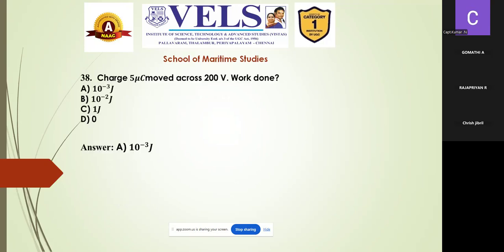Our next question is, a charge of 5 microcoulomb is moved across a 200 volt battery. What will be the work done? We have to find the work done W. W is equal to Q into V, where Q represents the charge and V represents the voltage. So work done W is equal to 5 microcoulomb, which we can write as 5 into 10 power minus 6, into 200. So work done W is equal to 10 power minus 3 joule.